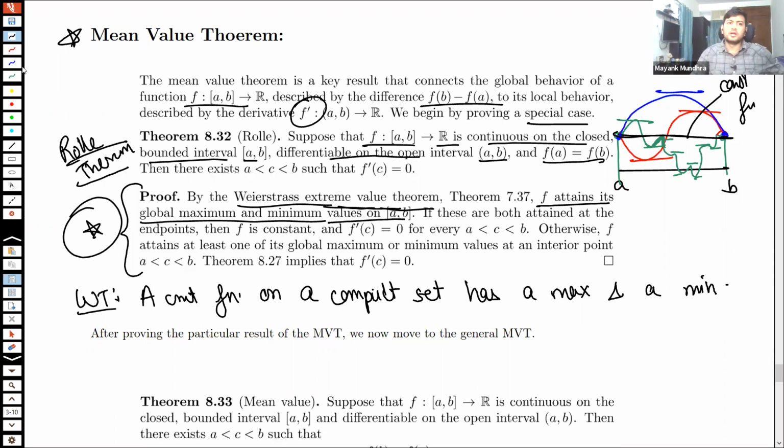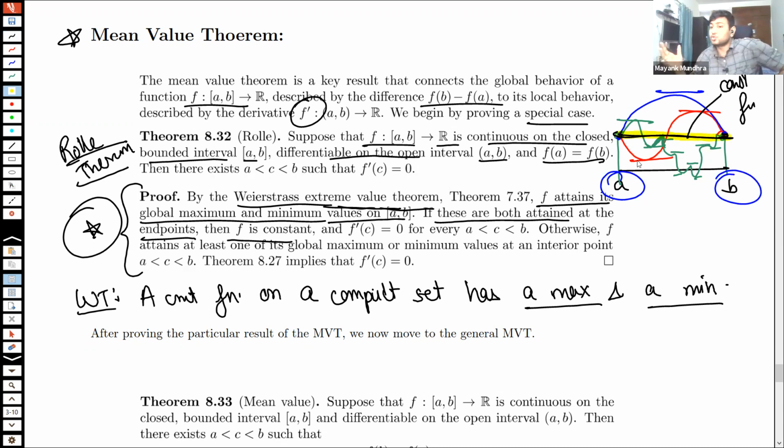So now you know that there exists a maxima and a minima. Now, if these are both attained at the endpoints, then f is constant. You're saying that if a and b themselves are both the maxima and minima, then the only possibility for the function is this black line. That is the only situation in which a and b are both maxima and minima.